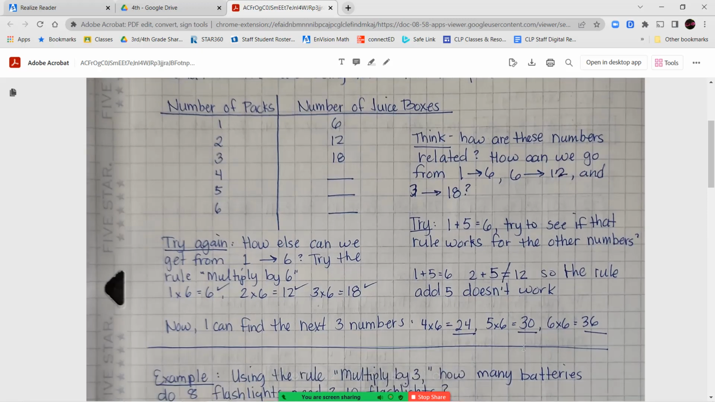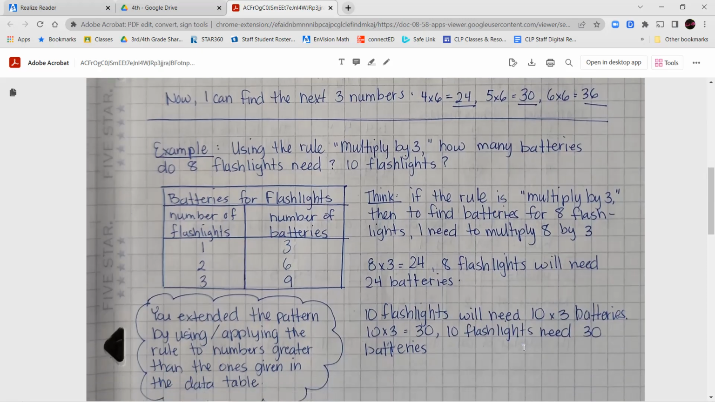So this is what I was talking about even in the previous lesson. You have to try out the different rules that you come up with and see if they work for the other numbers. It might work for one number, but it might not work for all of them. Let's take a look at another example.